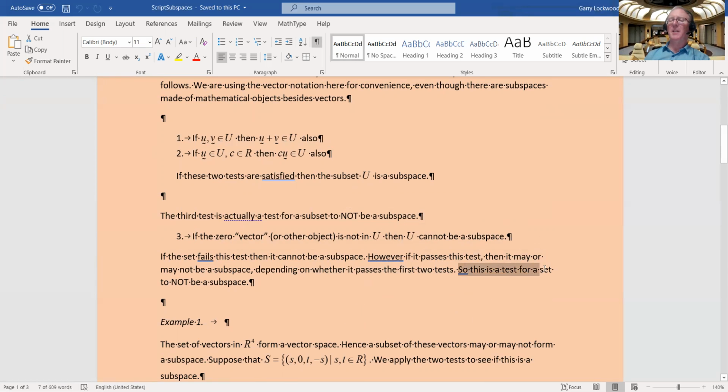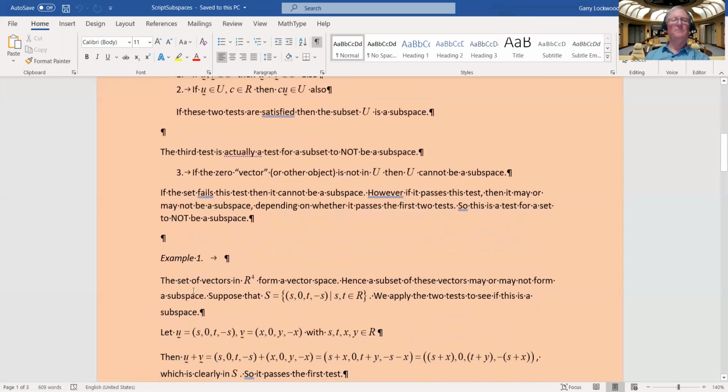So this is basically a quick and dirty test for something to not be a subspace. If it fails this, you've proved that it's not a subspace. If it passes this, you haven't proved anything, unfortunately. Okay, let's take a look at a few examples.